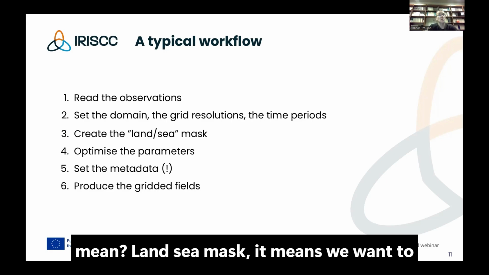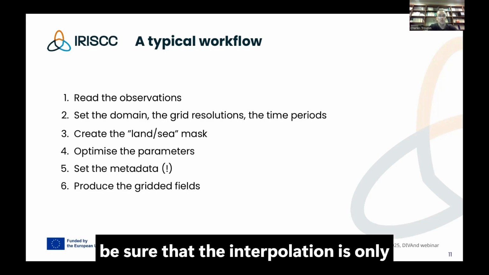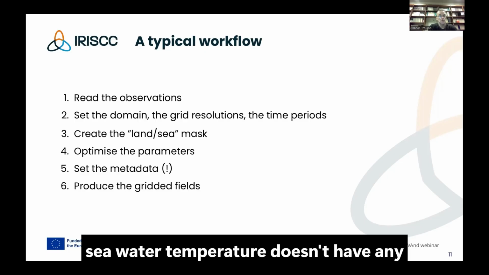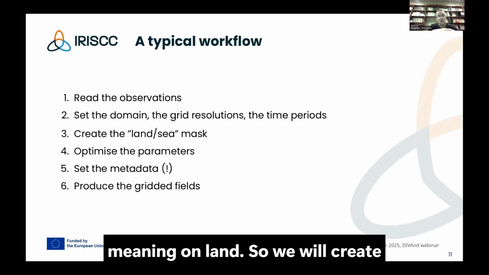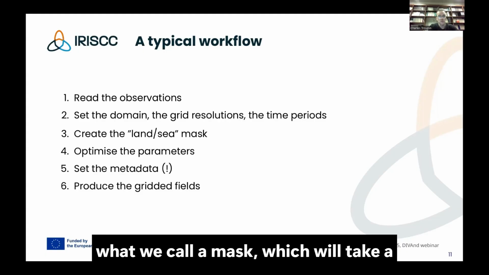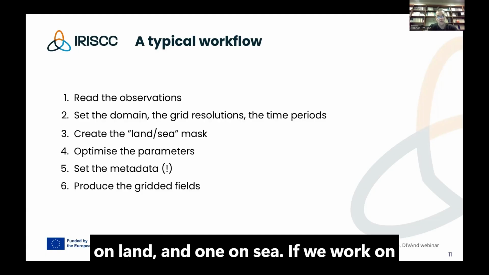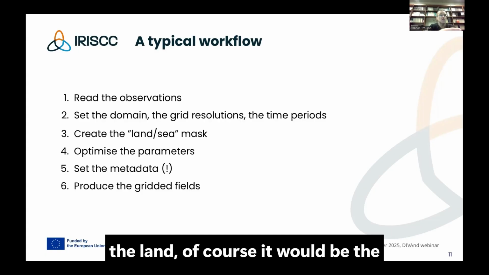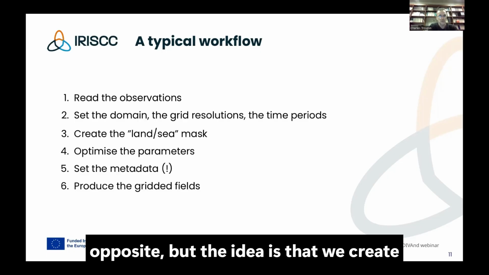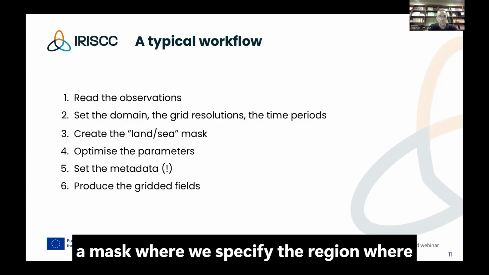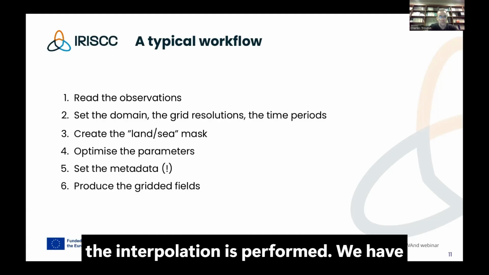What does it mean? Land sea mask, it means we want to be sure that the interpolation is only performed in the sea, because seawater temperature doesn't have any meaning on land. So we will create what we call a mask, which will take a value of 1 when you are on sea, 0 on land. If we work on the land, of course, it would be the opposite, but the idea is that we create a mask where we specify the region where the interpolation is performed.